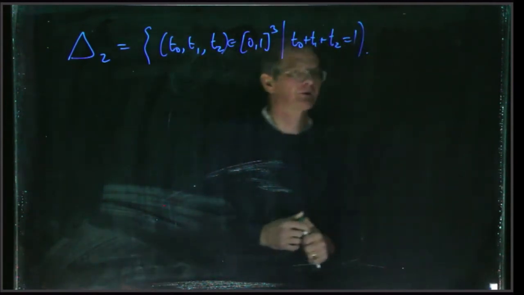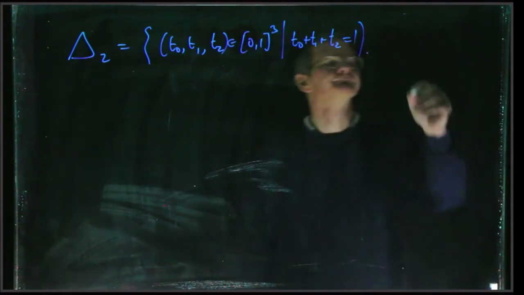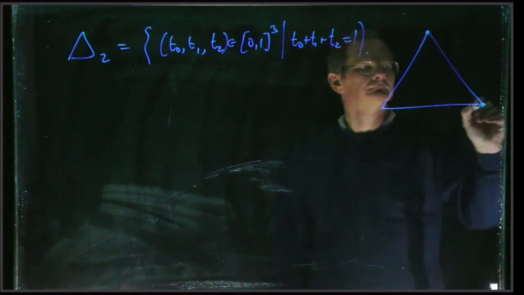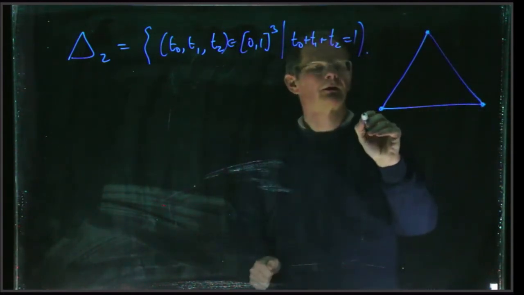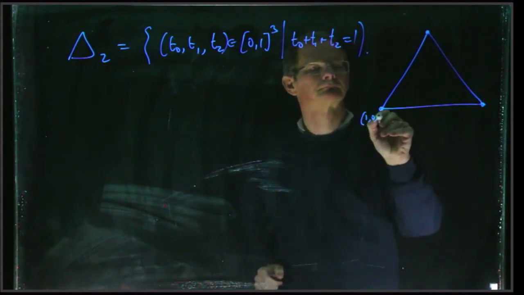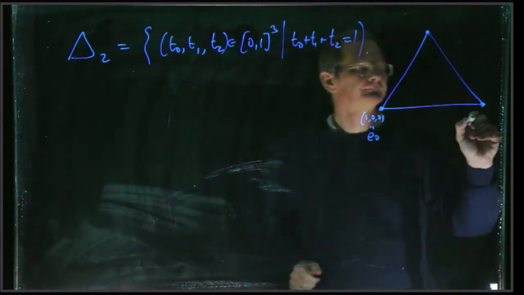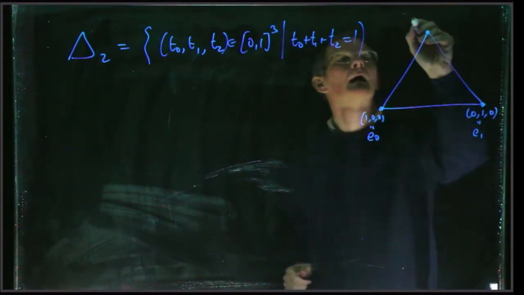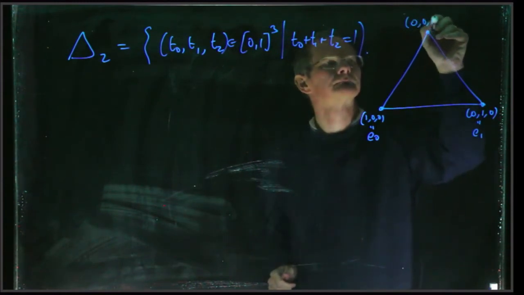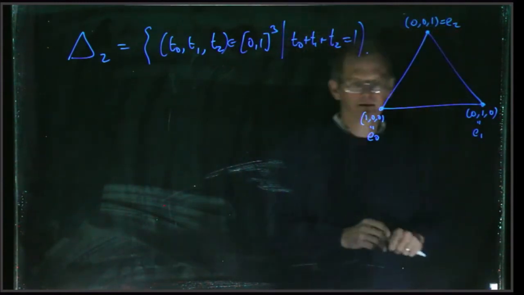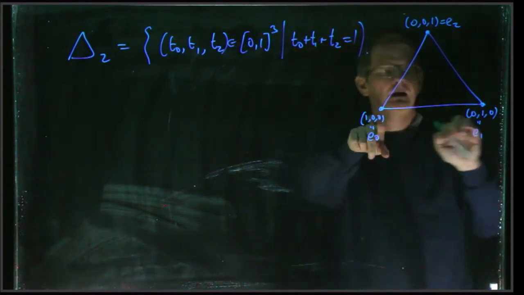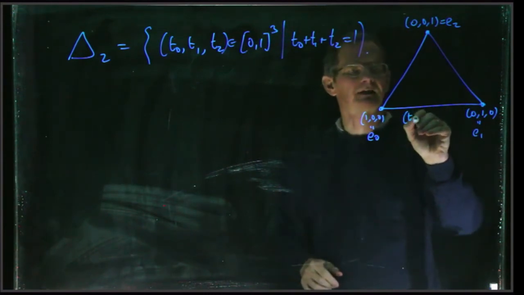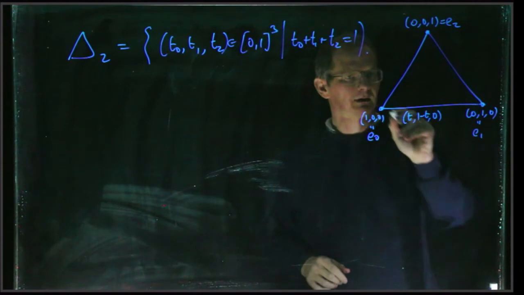So triples t0, t1, t2 whose sum is equal to 1. Okay, so we've got the three vertices. There's e0 here, and then (0, 1, 0), which is e1, and then (0, 0, 1), which is e2 up here. And then along here your third coordinate is 0, and then along here you've got t1 minus t0 along this edge.